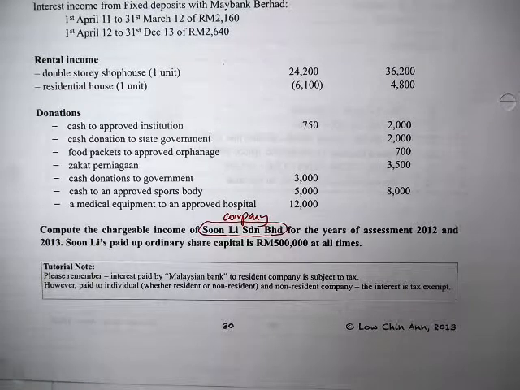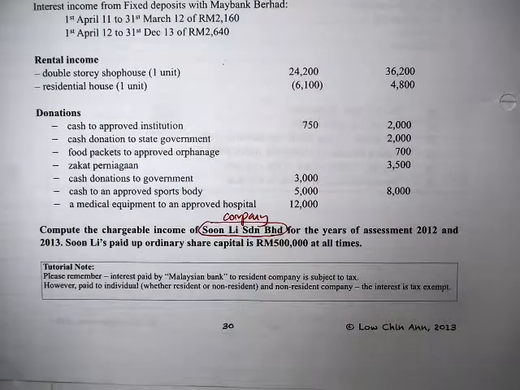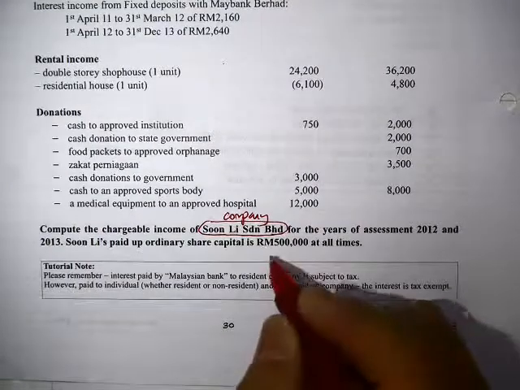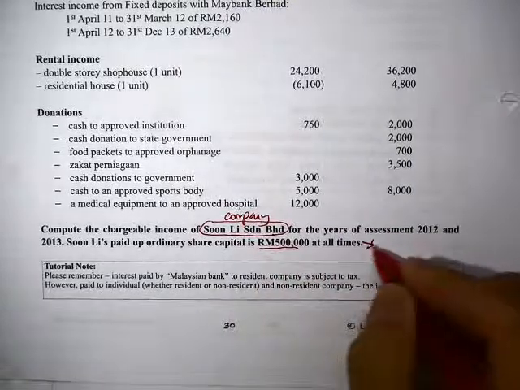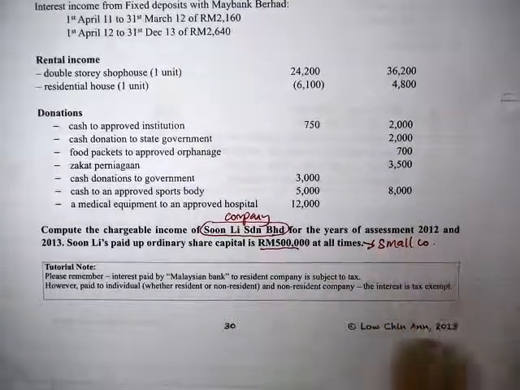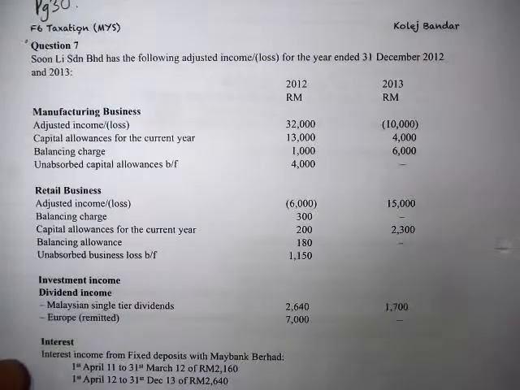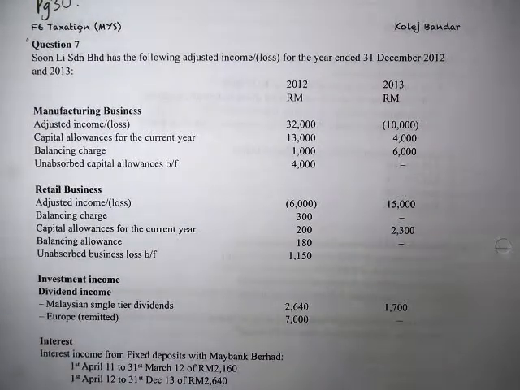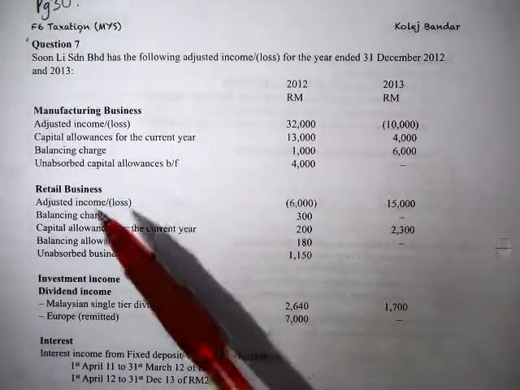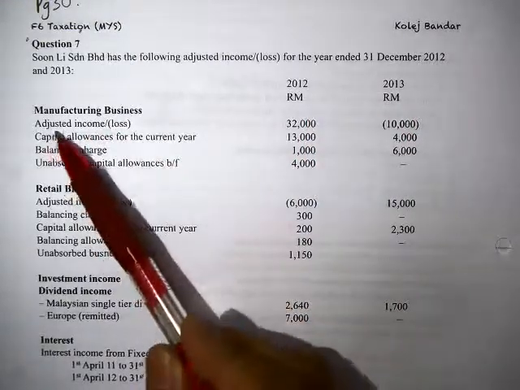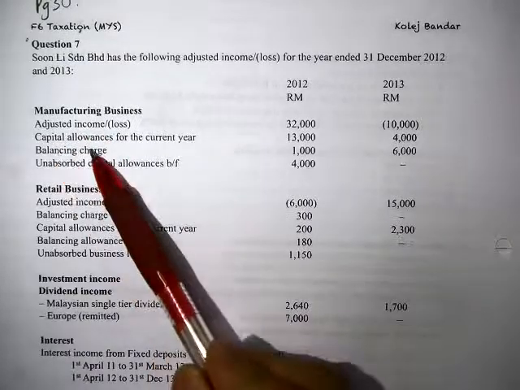For years of assessment 2012 and 2013, with paid up ordinary share capital 500,000 at all times, indicating that it's a small company. Now, this example is to revise what we had in the earlier chapters on how you present answers for tax computation. So it's like the format. Now, Soon Li has the following. So we have both 12 and 13, a manufacturing business with adjusted income, CA, BC, unabsorbed CA.